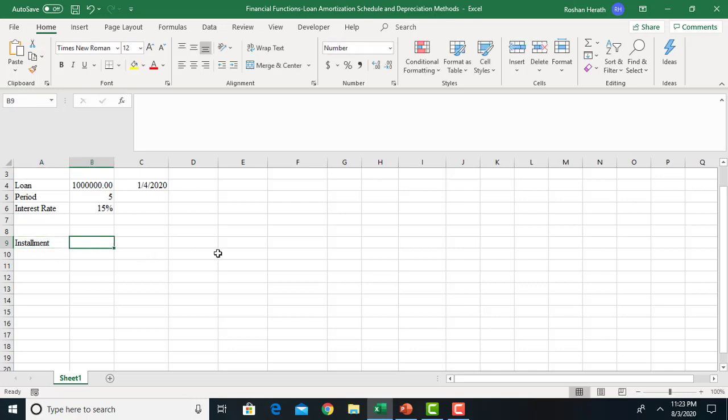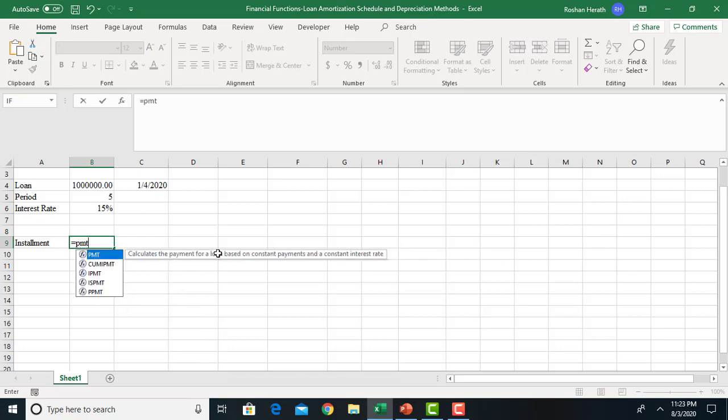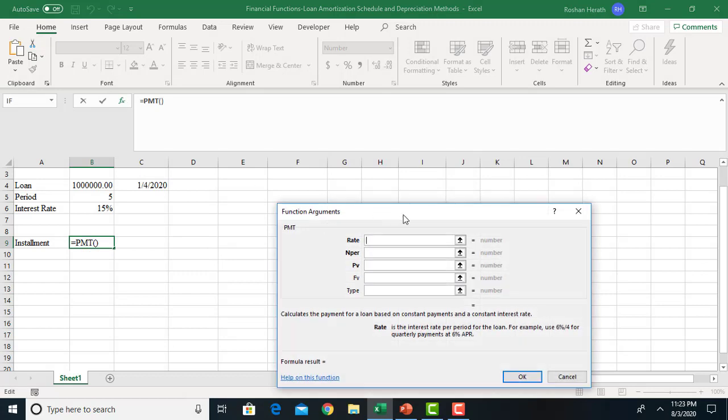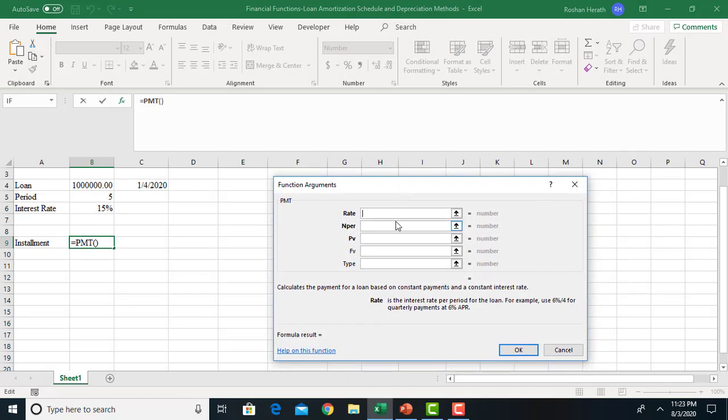So under normal circumstances, if you want to compute an annual installment, all you have to do is take the PMT function. There you can specify the rate, and that is going to be 15%. So let's make it constant. And the NPER, that is going to be the total number of payments. If you are settling this in annual installments, that has to be 5.